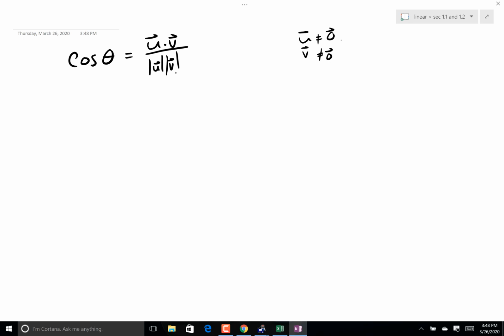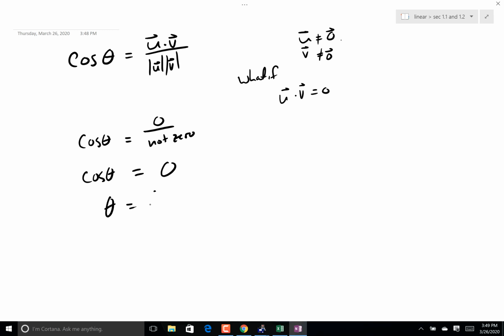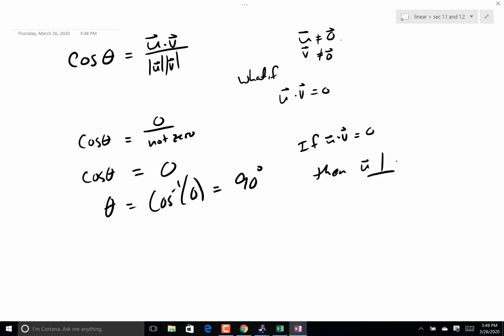What if u dot v equaled 0? What if that happened? Well, then you'd end up with the cosine of theta equal to 0 over not 0, which of course is the same thing as saying 0. And so what is the inverse cosine of 0? Inverse cosine of 0 is 90 degrees. So if u dot v is equal to 0, then u is orthogonal to v.